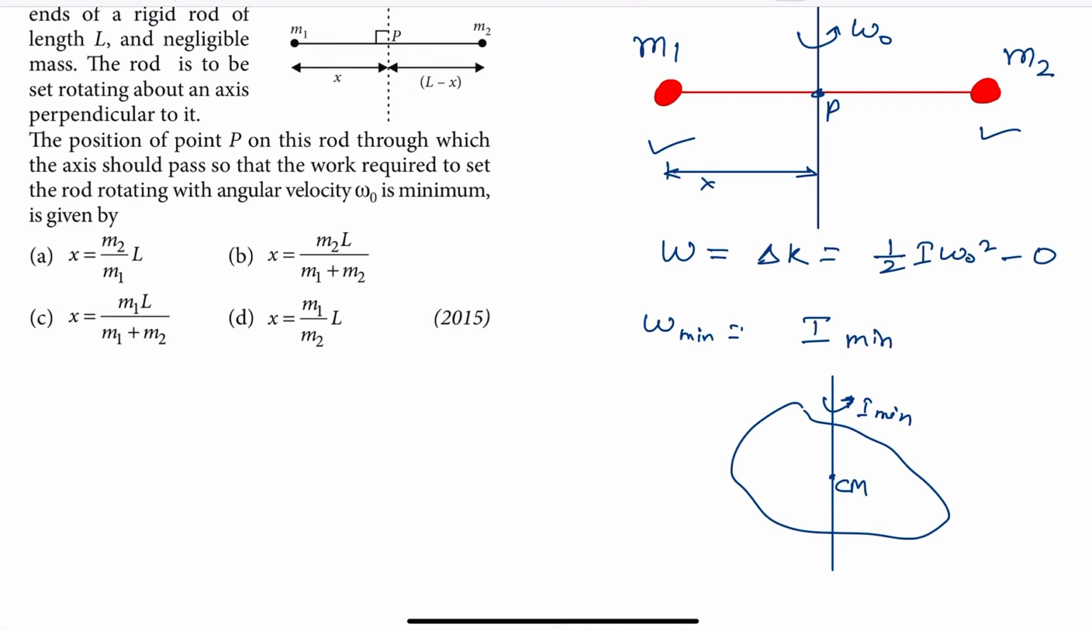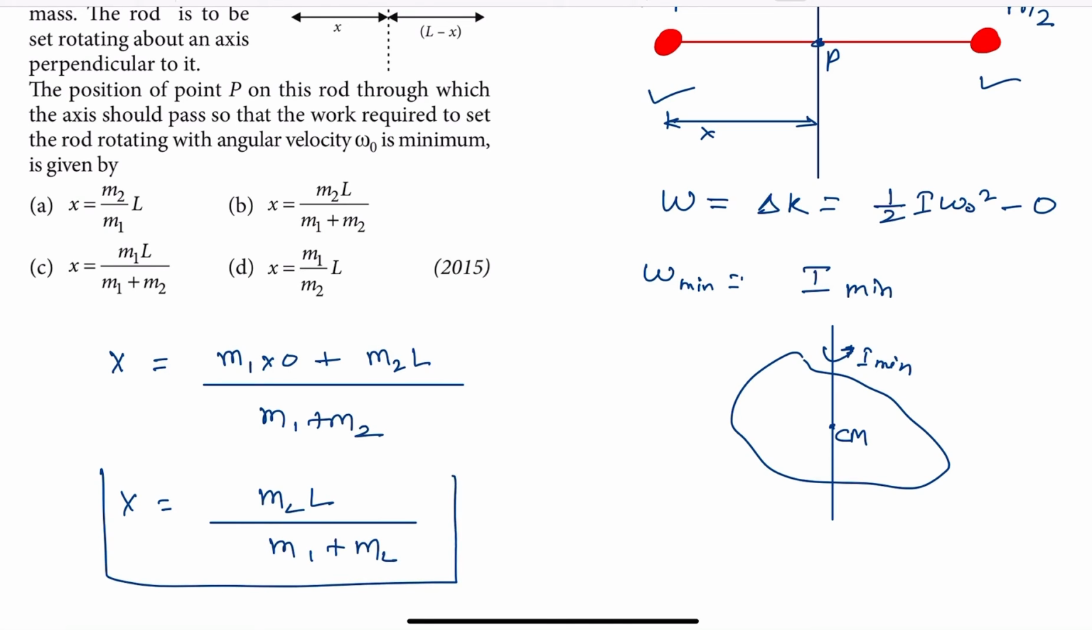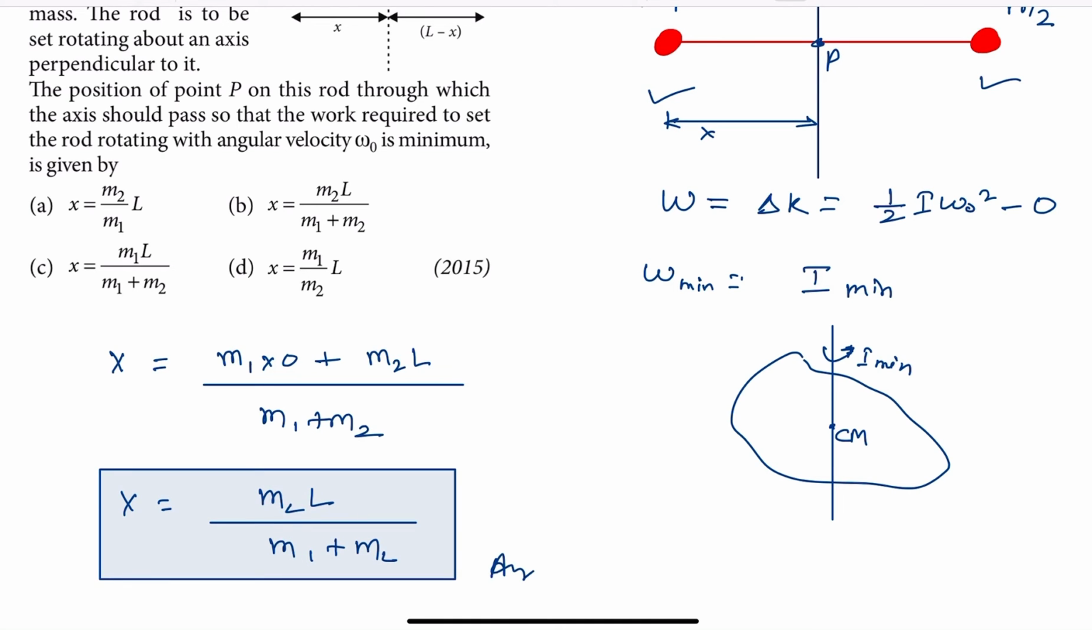So applying the formula of center of mass, xcm equals m1 into 0 plus m2 into L divided by m1 plus m2. Now solving this, x equals m2 L divided by m1 plus m2 is our answer to this problem. So this is the answer. Option number B is correct.